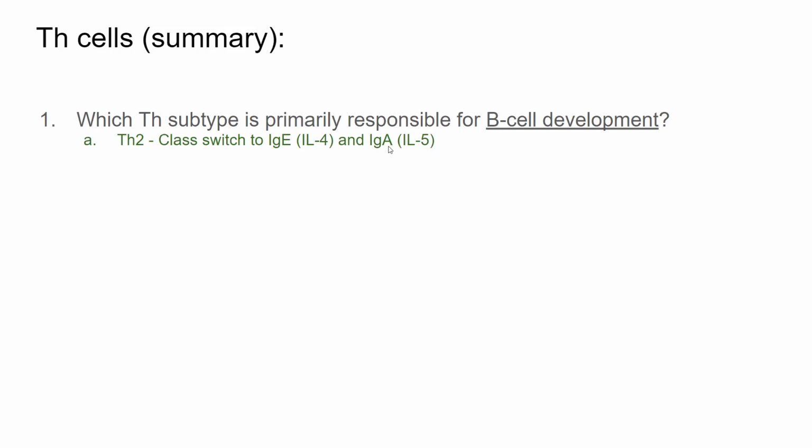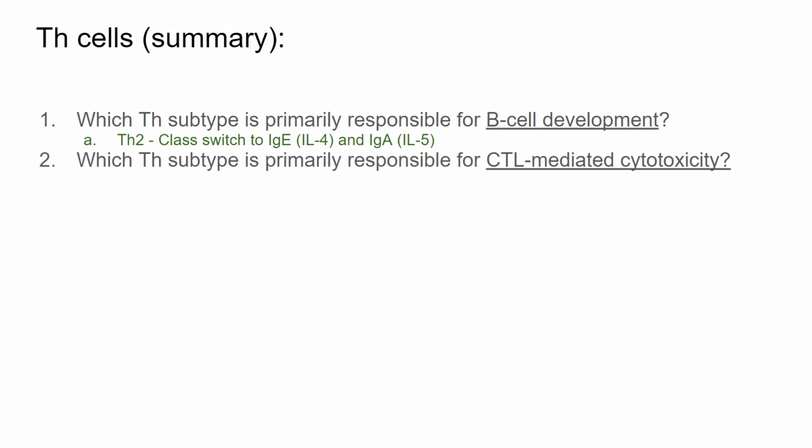Okay, and they do this in the lymph node once they get there. It's like a secondary signal that they send to the B cell while it's bound to the B cell. Note that they can also do IgG, but the mechanism by which they do that is a little more complicated.